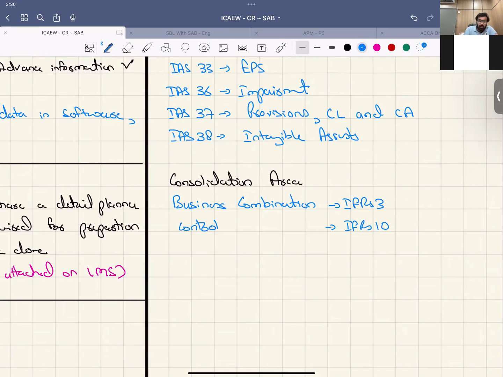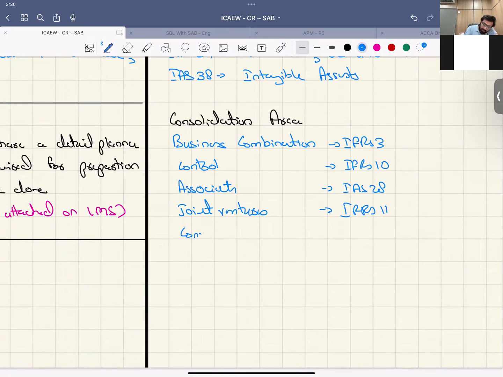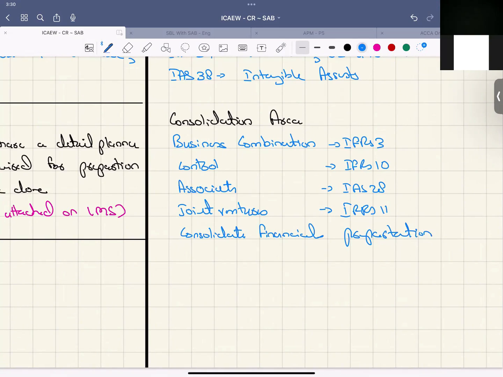Then we have joint ventures, yeah, associates. This is also we need to study. That's IAS 28. Then IFRS 11, joint ventures. This is something. Then, guys, consolidated FS, its preparation itself, right? Financials preparation. This could be tested. In fact, this is tested.